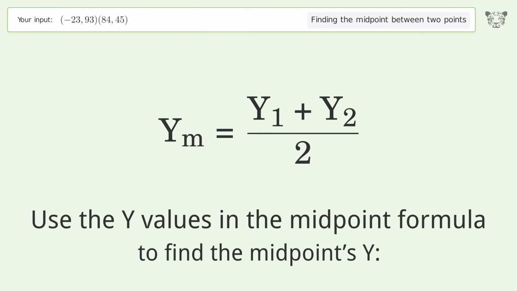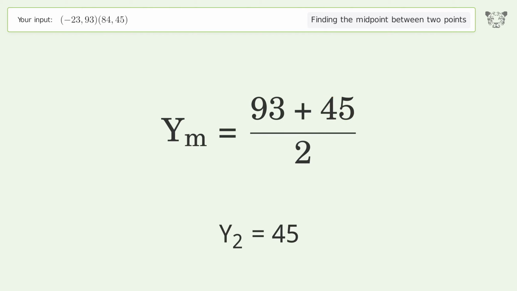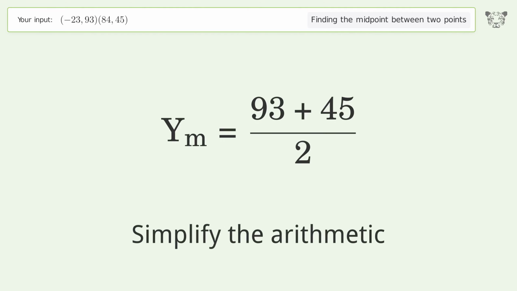Use the y values in the midpoint formula to find the midpoints y. y1 equals 93. y2 equals 45. Simplify the arithmetic.